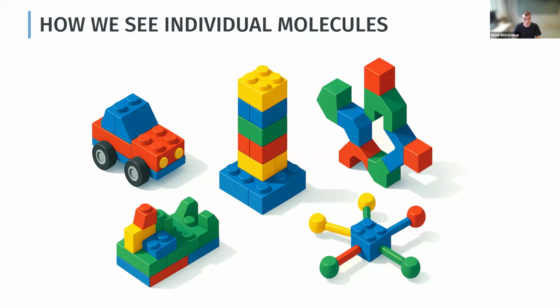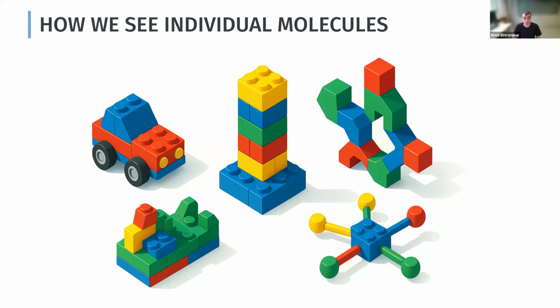A brief introduction. What kind of data are we dealing with? Well, we use mass spectrometry to analyze proteomics samples. And so mass spectrometry, you can consider it a little bit as follows. Here, each of these Lego structures corresponds to an individual molecule, and we want to figure out which molecules these are.